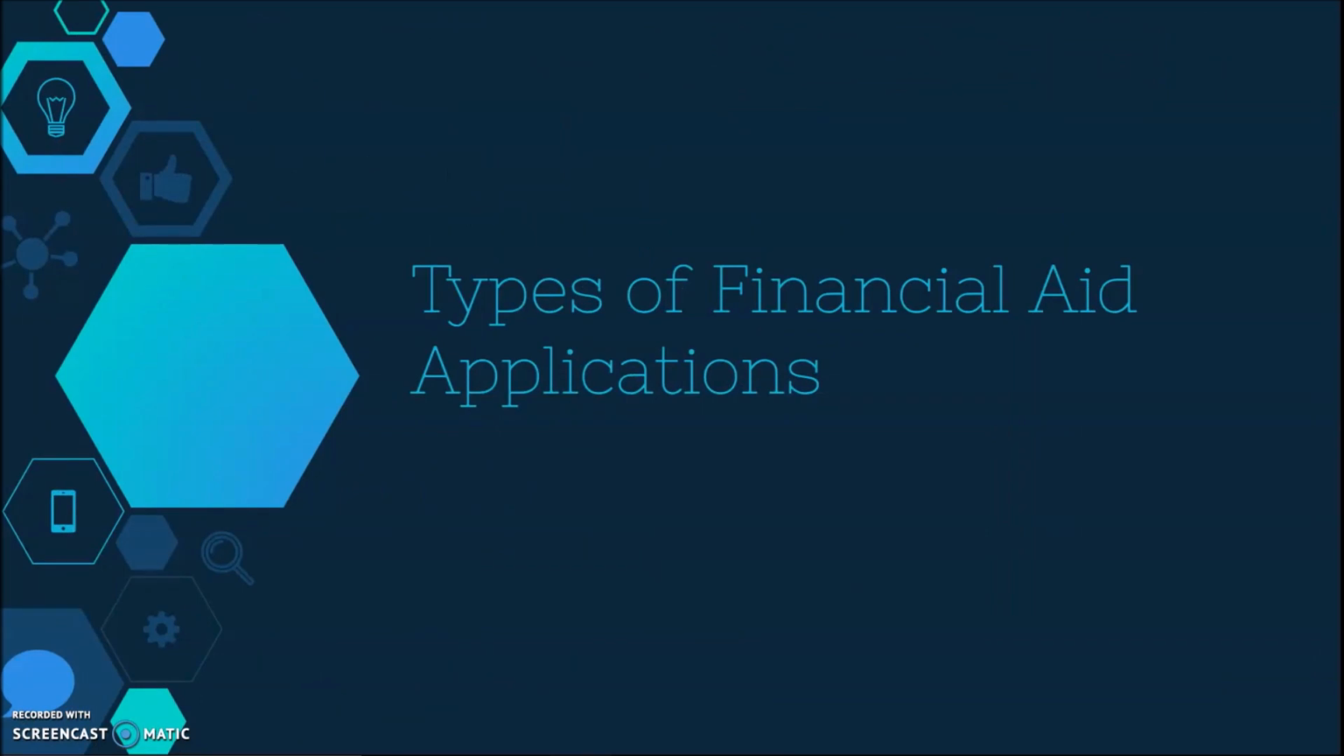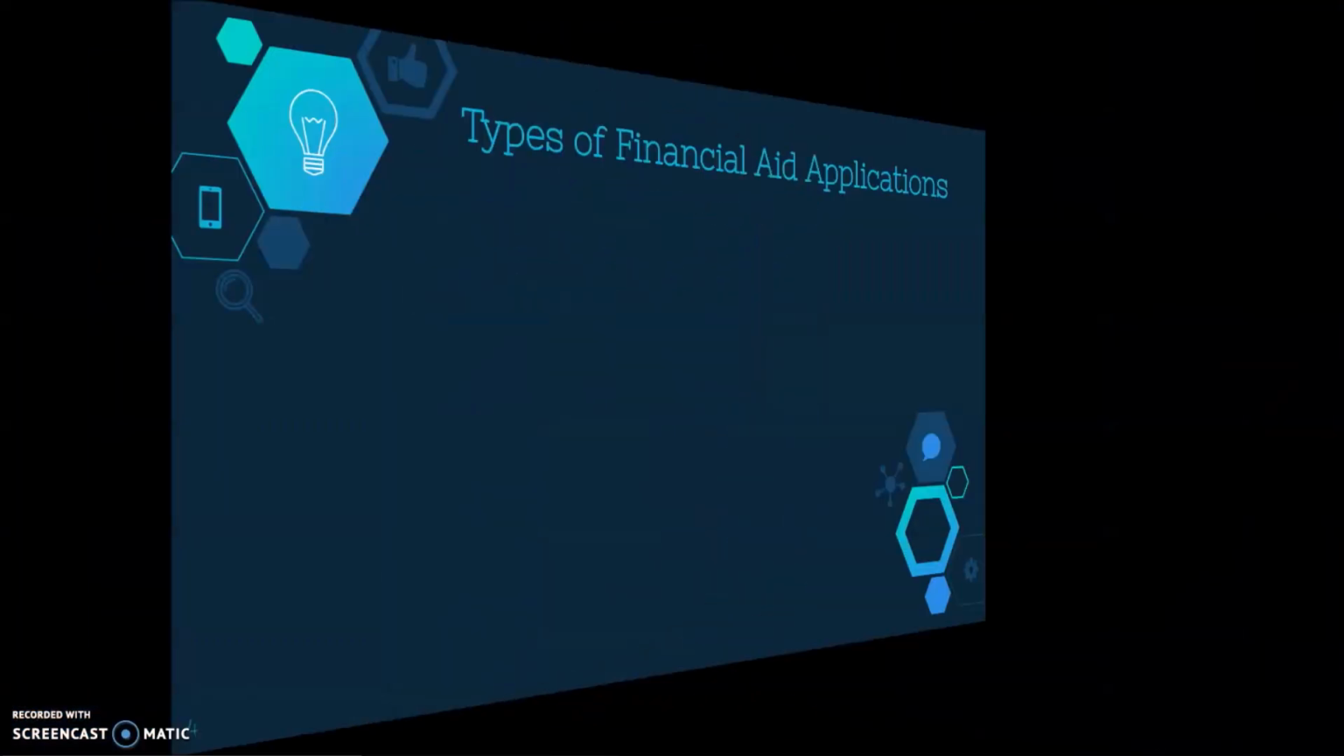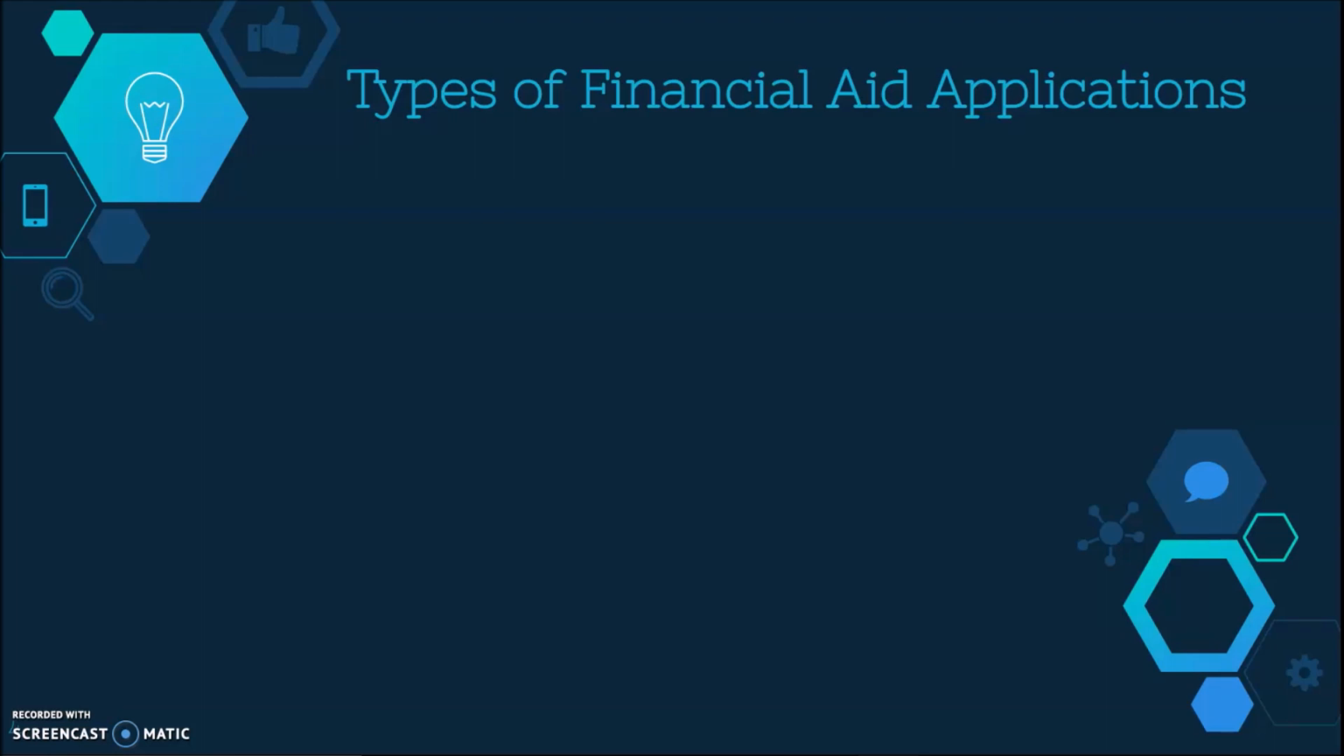Since the financial aid application is the gateway to money for college, let's discuss the different types of financial aid applications and how to know which one is for you. In the previous slides, we discussed that most colleges will require a student to fill out a financial aid application. In the state of Texas, there are two types of applications: the FAFSA, or the Free Application for Federal Student Aid, and the TASFA, the Texas Application for State Financial Aid.